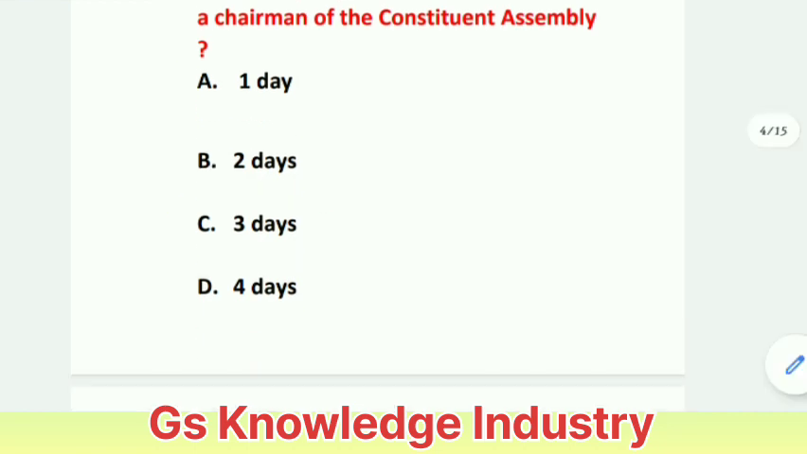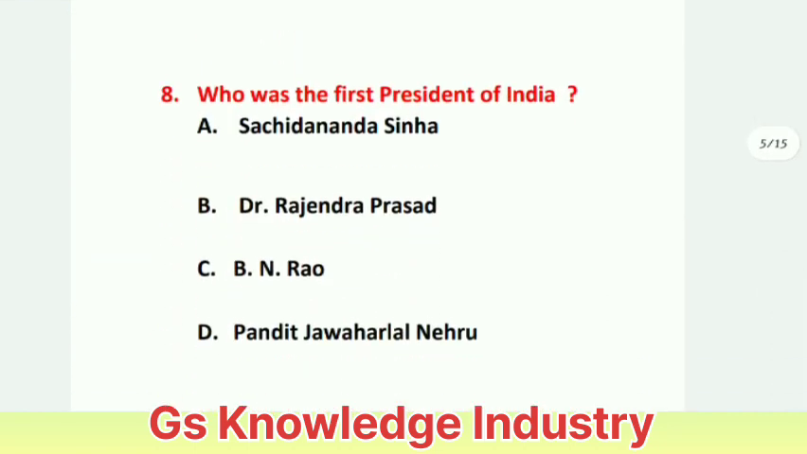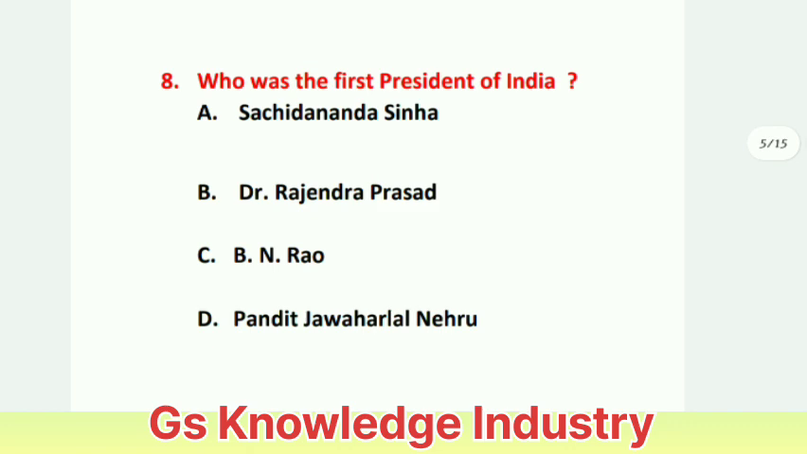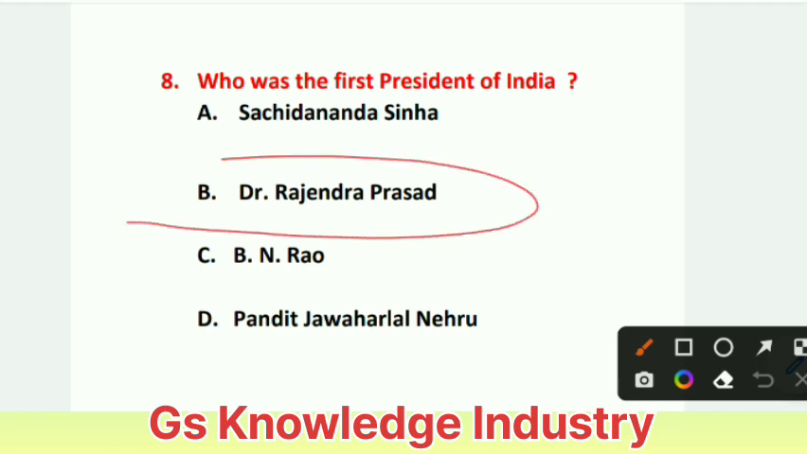And 8 number question. Who was the first president of India? Option A, Sachidananda Sinha. Option B, Dr. Rajendra Prasad. Option C, B.N. Rao. Option D, Pandit Jawaharlal Nehru. The first president of India was Dr. Rajendra Prasad. Option number B.